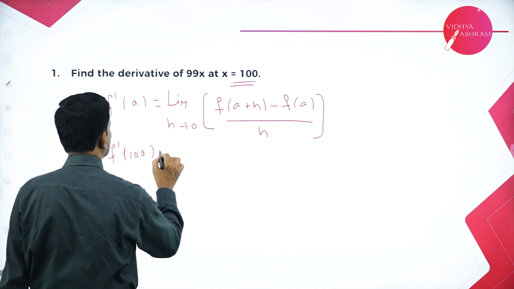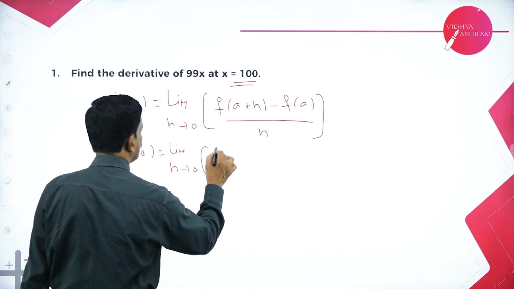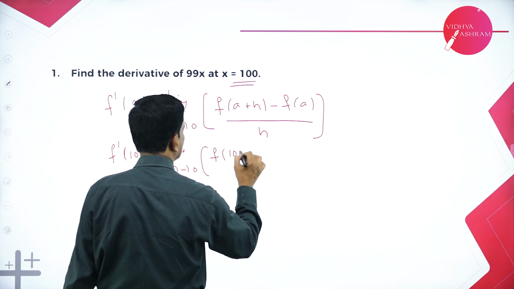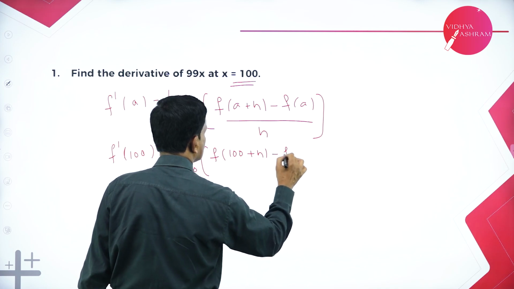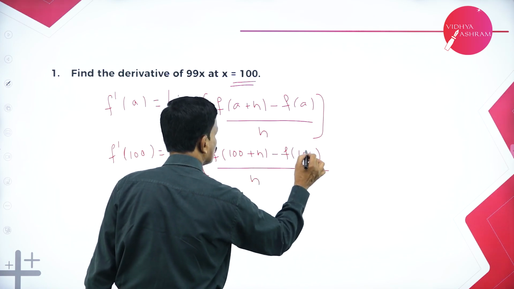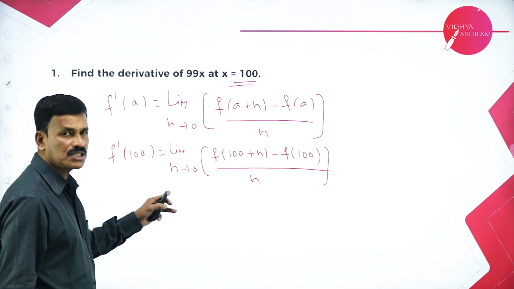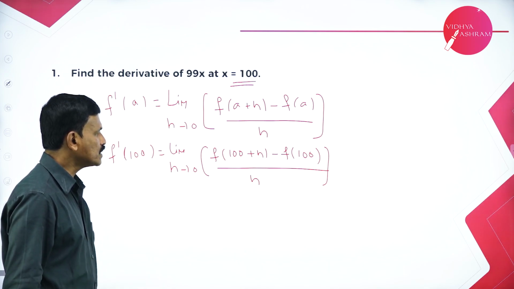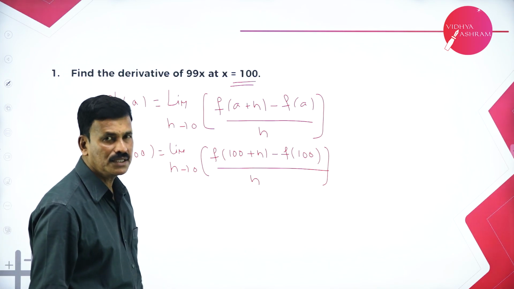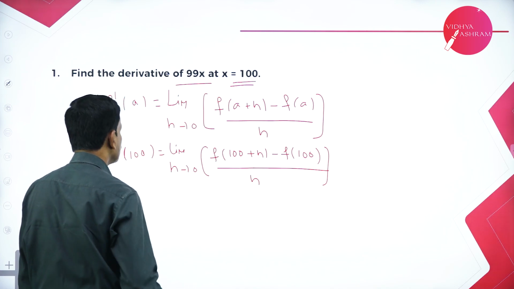That is, f dash of 100 is equal to limit h tends to 0 of f of 100 plus h minus f of 100 divided by h, where a is 100. Now, what is the function given here? Here f of x is equal to 99x.